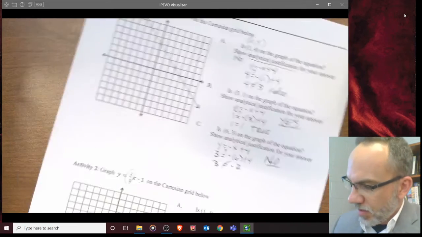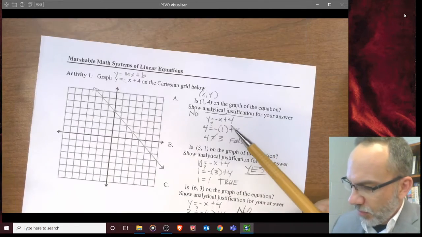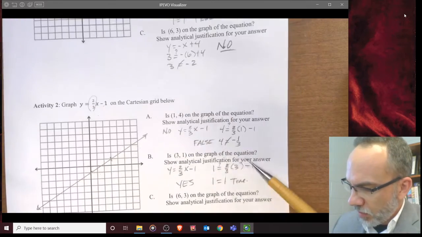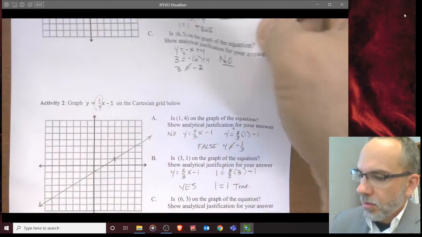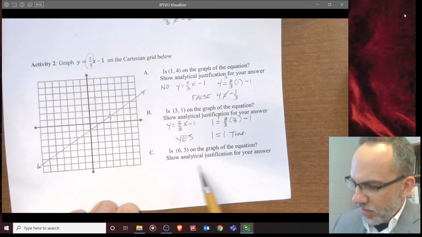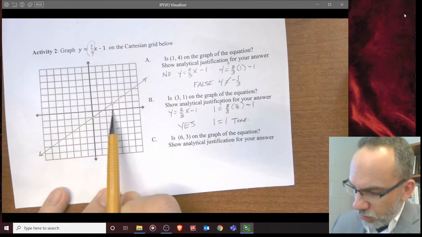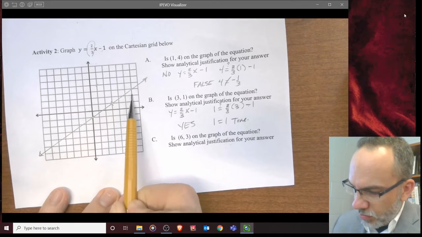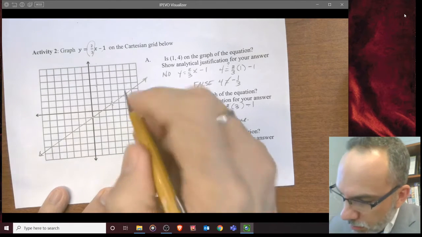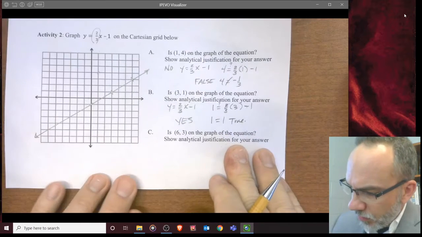I'm betting no, because this one wasn't on it, and this one wasn't, but this one was, and the third one wasn't. So we're going to do the same thing here. Let's check it. So (6, 3): to the right 1, 2, 3, 4, 5, 6, up 1, 2, 3. Oh snap! That point is on the graph of this one.